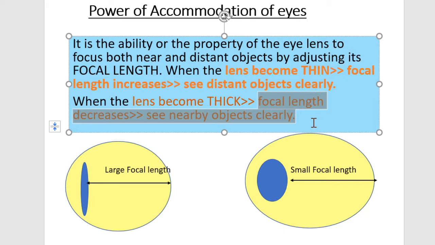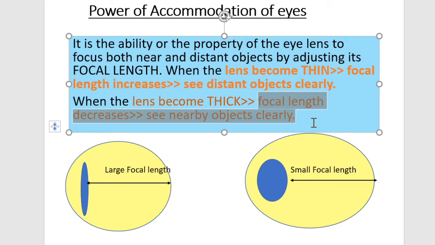The ciliary muscles are able to contract and expand and change the shape of the lens and help us to see the closer objects, which is as close as 25 centimeters clearly, and as far as infinity. So the power of accommodating things which are as close as 25 centimeter and as far as infinity, this power of accommodating and focusing on the object is known as power of accommodation.